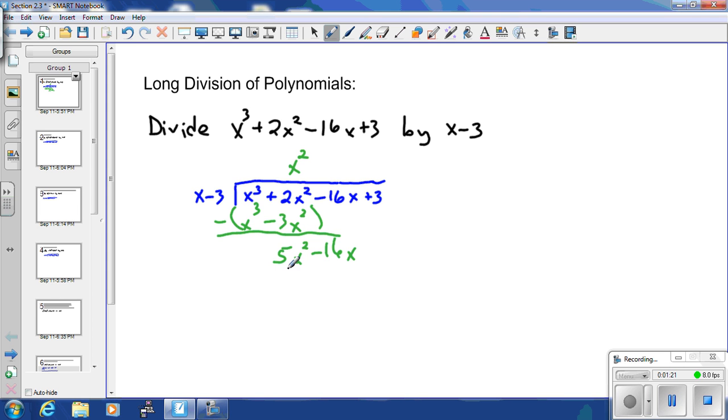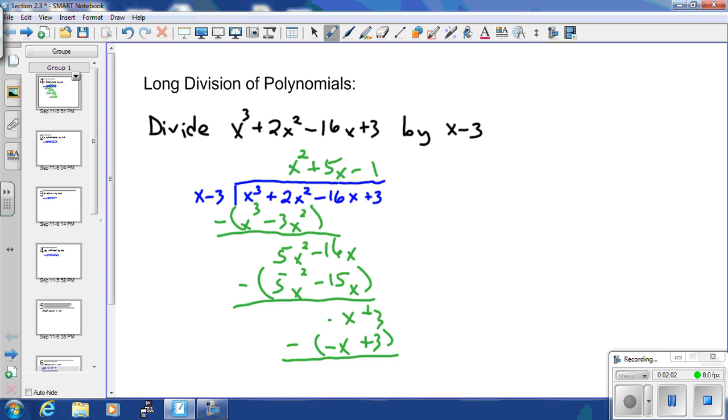Lead term here into this term. So this time it's going to go 5x times. 5x times this is going to give me 5x squared minus 15x. And we're going to subtract this again. The 5x squareds disappear. This becomes plus 15x, and I get minus x. Bring down the plus 3. Now x times negative 1, so negative 1 times this is going to give me negative x and plus 3. And when I subtract that, I have the same thing, and it's going to become 0.